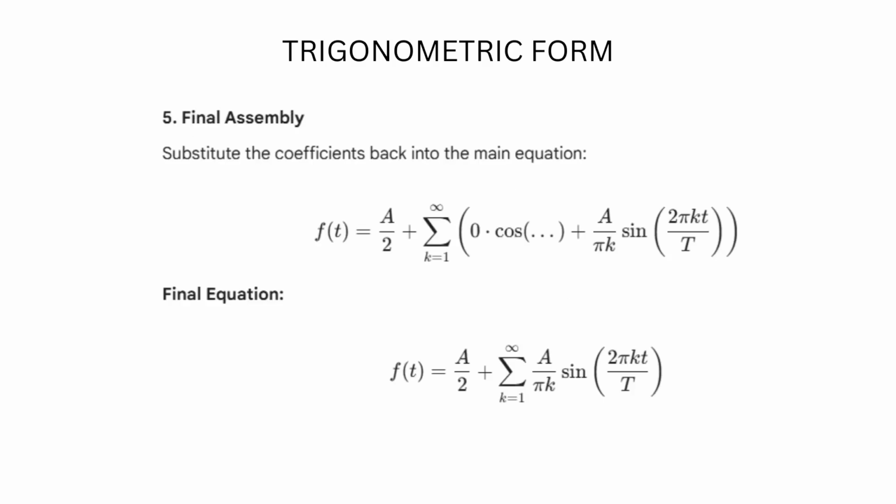Now for the final solution, we substitute the coefficients back into the main equation. f of t is equal to A over 2 plus the summation from k equals 1 to infinity of the quantity 0 times cosine plus A over pi k times sine of 2 pi k t over T. For the final equation, f of t is equal to A over 2 plus the summation from k equals 1 to infinity of A over pi k times sine of 2 pi k t over big T.